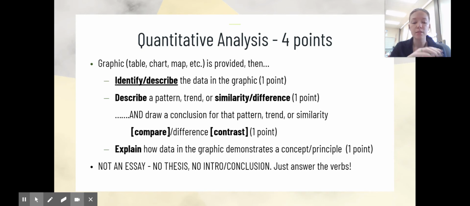And then your fourth point is earned by explaining how data in the graph demonstrates a concept or principle. And that's where you're kind of tying in some other course content as well. Now, this is not an essay. You don't need a thesis. You don't need an introduction or a conclusion. You're simply answering those verbs. So when you're writing, you'll label parts A, B, C, D, your 4 points, and you will answer the question. Just make sure you skip a line in between each section.